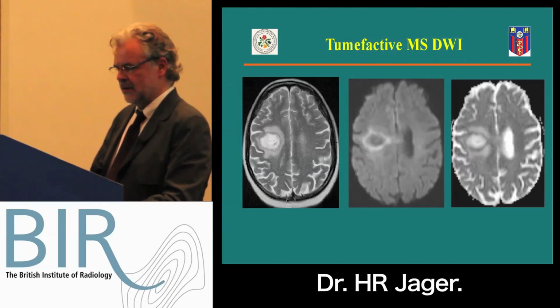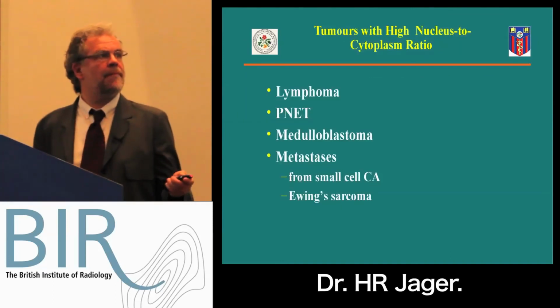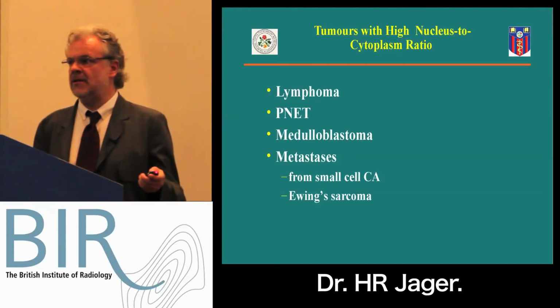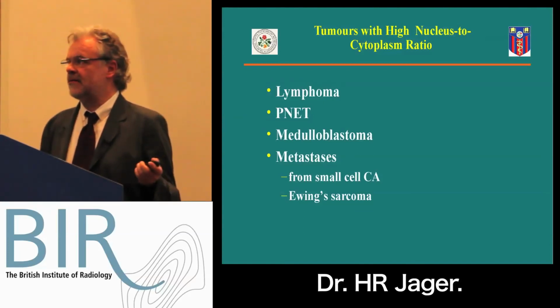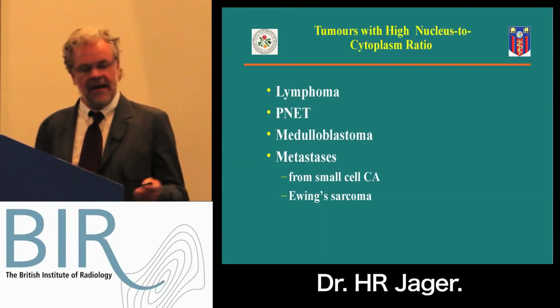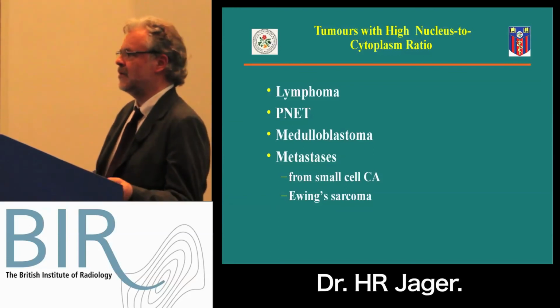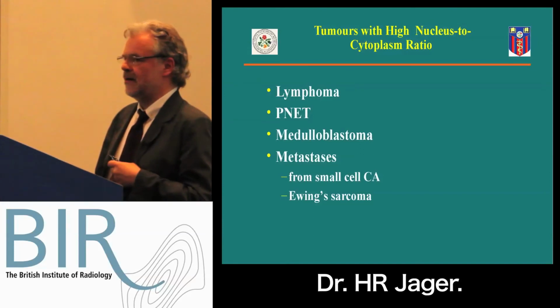Coming to the tumors with the highest nucleus to cytoplasm ratio, typically lymphoma. Tumors in that location across the splenium, it's either a butterfly glioma or it's a lymphoma, but if the restriction of the diffusion is very high, and very homogeneous, then it's more likely highly cellular and lymphoma.